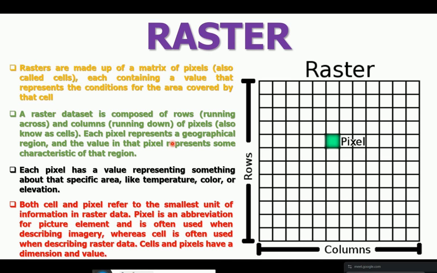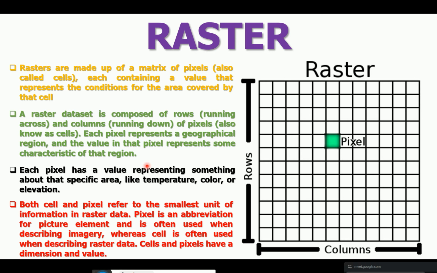Each pixel represents a geographical region, and the value in that pixel represents some characteristics of the region. Each pixel has a value representing something about the specific area, like temperature, color, or elevation. Both cells and pixels refer to the smallest unit of information in a raster dataset. Pixel is an abbreviation of picture element and is often used when describing imagery, whereas cell is often used when describing raster data.